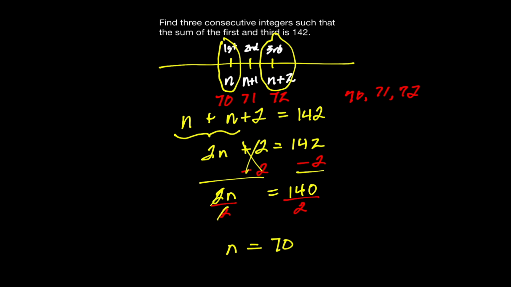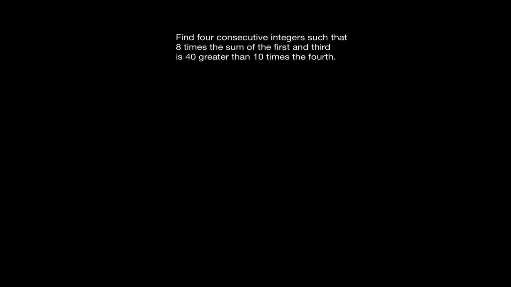All right, let's look at a second example. Example number 2, here we go. Find 4 consecutive integers. So now it's not 3, it's 4 consecutive integers, but we know they're consecutive, they're all in a row, such that 8 times the sum of the first and third is 40 greater than 10 times the fourth. So again, let's start off the same way we did last time. Let's craft ourselves a number line.